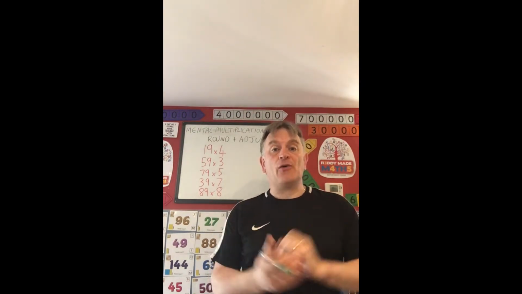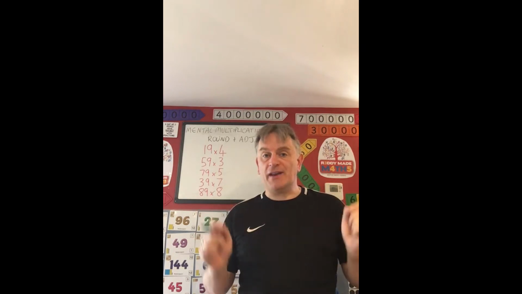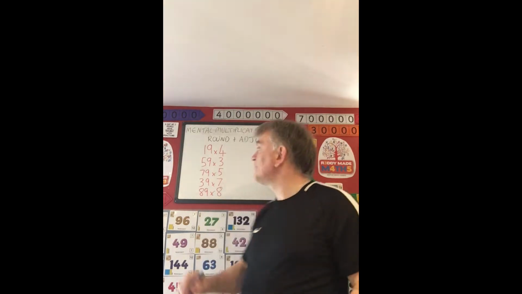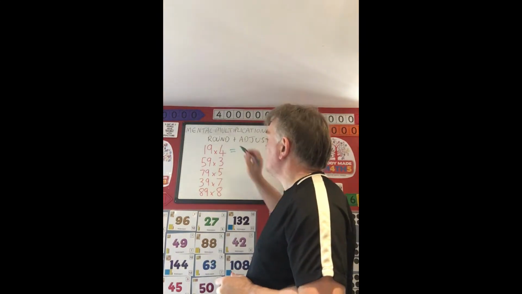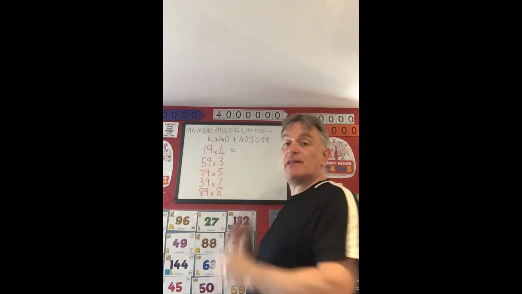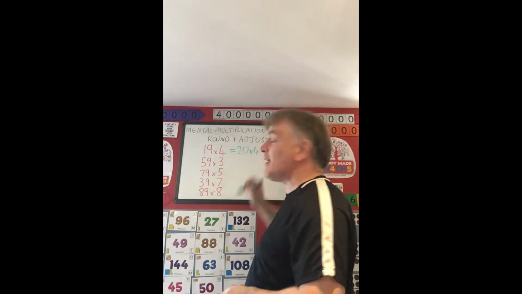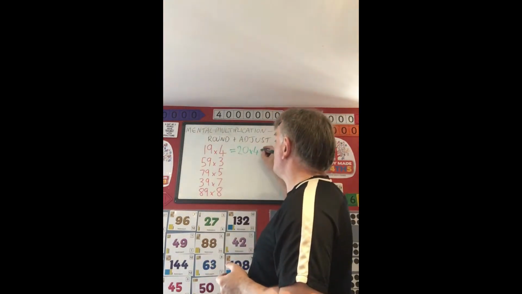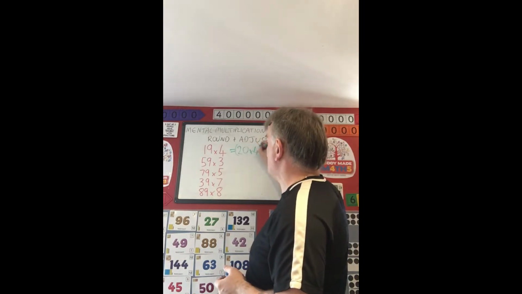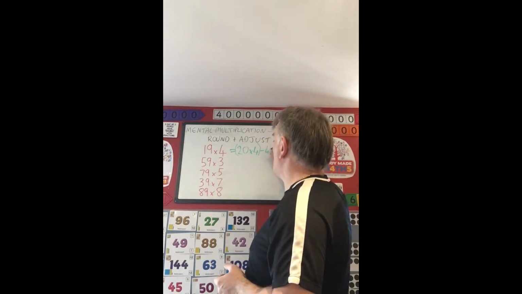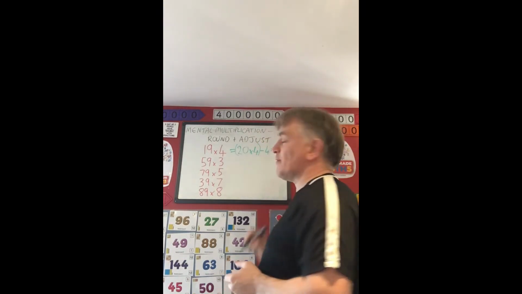So let's have a quick look at those calculations. Hopefully they weren't too difficult if we use the idea of round and adjust. We'll start off with 19 multiplied by 4. Well, 19 is very close to 20, so we'll do 20 multiplied by 4 is 80, and then we'll just subtract the 4. 20 multiplied by 4, I'll put it in brackets, is 80, subtract 4 is 76.